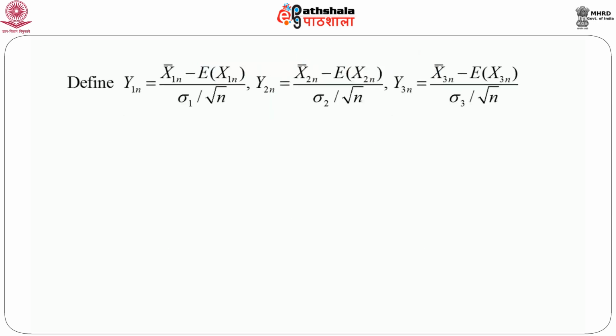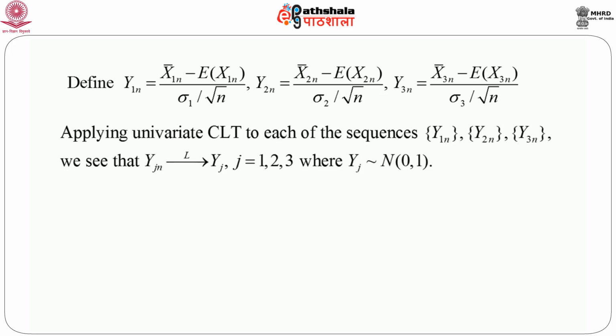So, we define y1n as (x1 bar minus expectation of x1n) by sigma 1 by root n, y2n exactly similarly with respect to x2 bar, and y3n is the same as y2n or y1n, except that it is a function of x3n bar. This is basically the standardized version of x1n, x2n, x3n. Now, we can consider y1n, y2n and y3n as univariate sequences of random variables. So, we can apply the univariate CLT to each of these sequences, so that yjn converges in law to yj, j equals 1, 2, 3, where yj follows normal 0, 1.